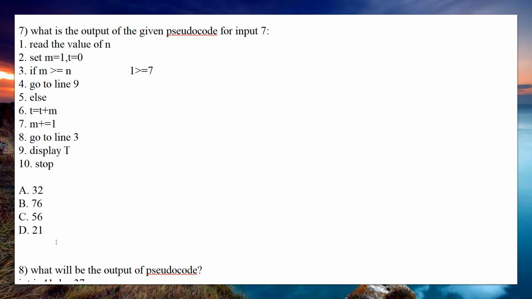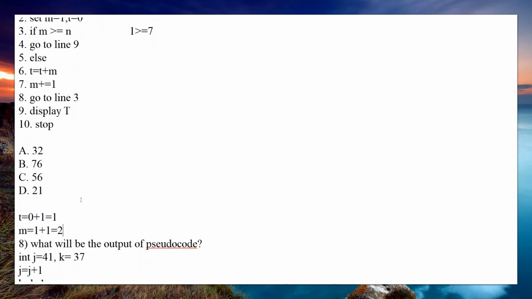In the else statement, t is equal to t plus m. What is the value of t? t is 0, and 0 plus m, which is 1, gives 1, so t will be 1. Similarly m is equal to m plus 1, so m is 1, and 1 plus 1 is 2.